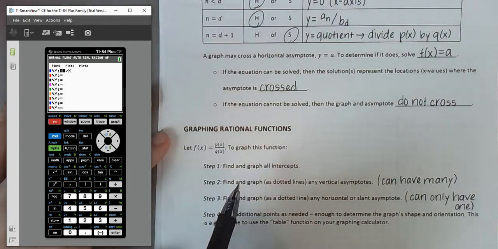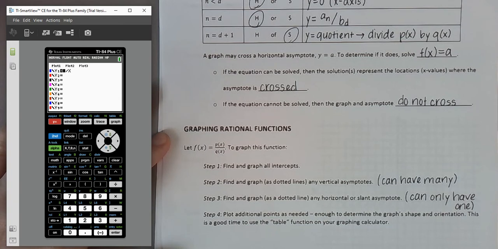Now, sometimes that's going to give you enough information to get a pretty good graph. In some cases, it's only going to give you information about certain portions of the coordinate plane. So if there's any region of the coordinate plane where it's still unclear what the graph may be doing, that's when you're going to need to come up with some more points. Just enough to get a sense of how the graph is shaped and then how it's oriented, how the tails are pointing in those different branches of the graph.